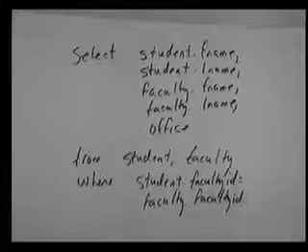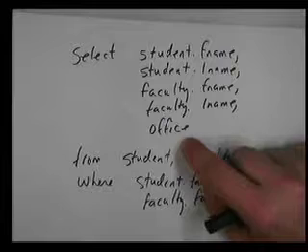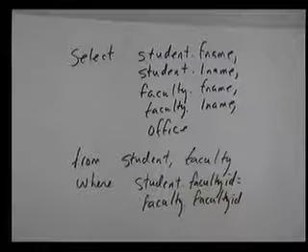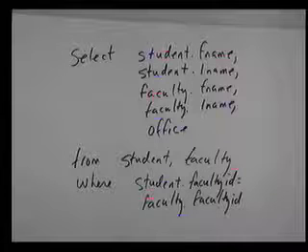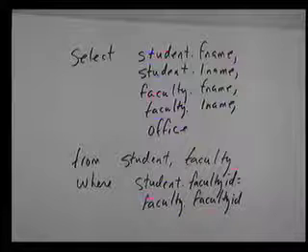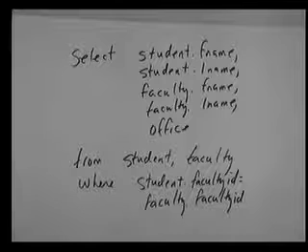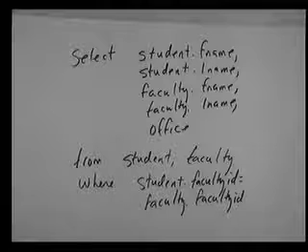So that's the first thing you notice. Office, again, because office is only in the faculty table, it's not also in the student table, I don't need to give the full name. I don't need to give the table name in front of it. But I could have. I could have said faculty.office, and it would have been just fine. From student and faculty, I now have more than one table, so my from list has more than one table. Makes sense, pretty straightforward.